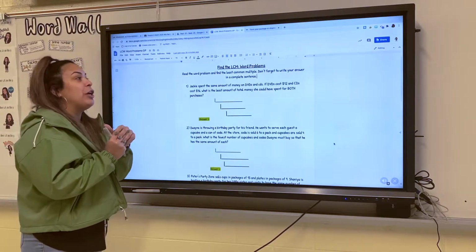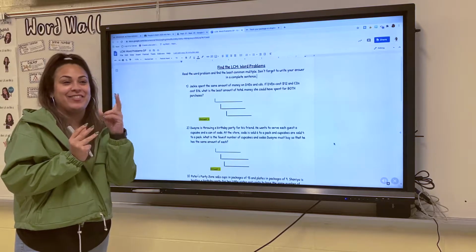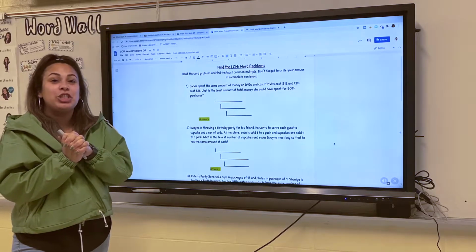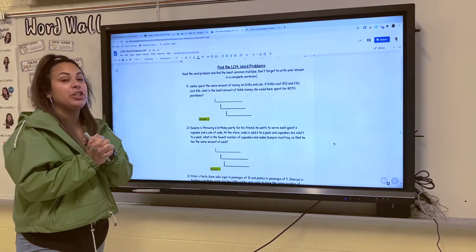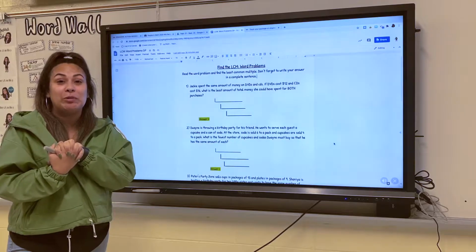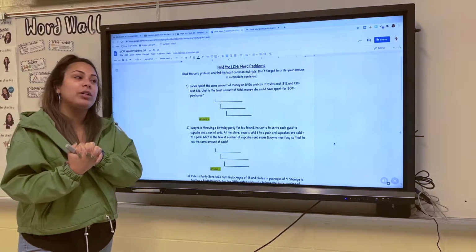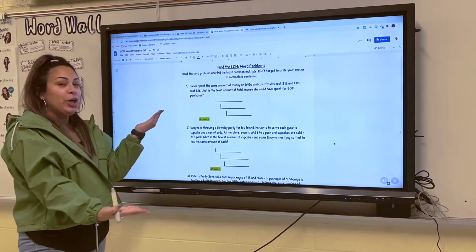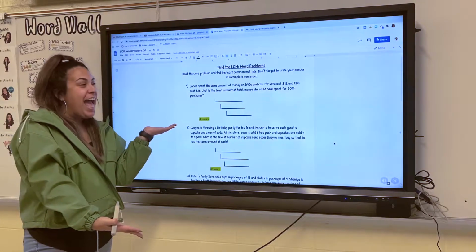All right. So yesterday, it was just kind of like the introduction to finding the least common multiple. So today we're going to still practice finding the least common multiple, but in word problems.